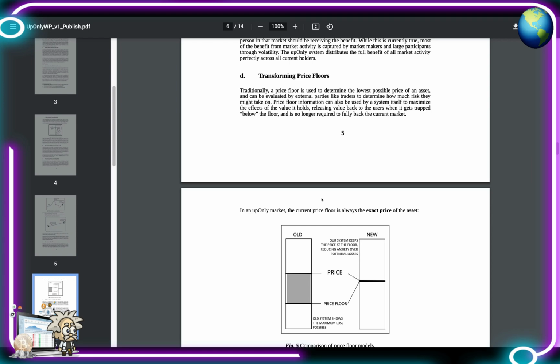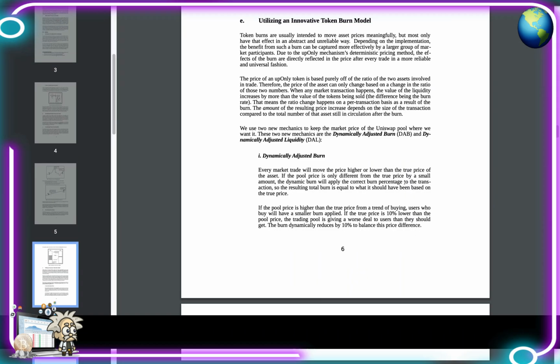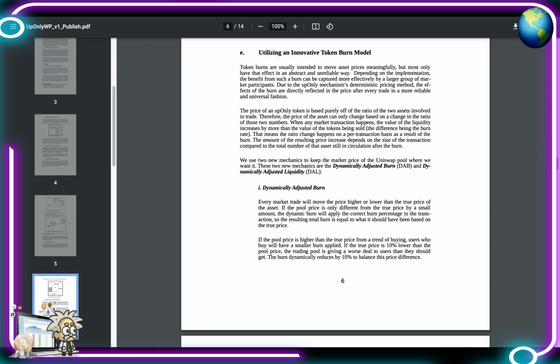When it comes to transforming the price floors, traditionally, guys, a price floor is used to determine the lowest possible price of an asset and can be evaluated by external parties like traders to determine how much risk they might take on. Price floor information can be used by a system itself to maximize the effects of the value it holds, releasing value back to the users when it gets trapped below the floor and is no longer required to fully back the current market. They're using a utilized innovative token burn model. This is dynamically adjusted burns, short for DAB, guys, as well as dynamically adjusted liquidity, DAL.